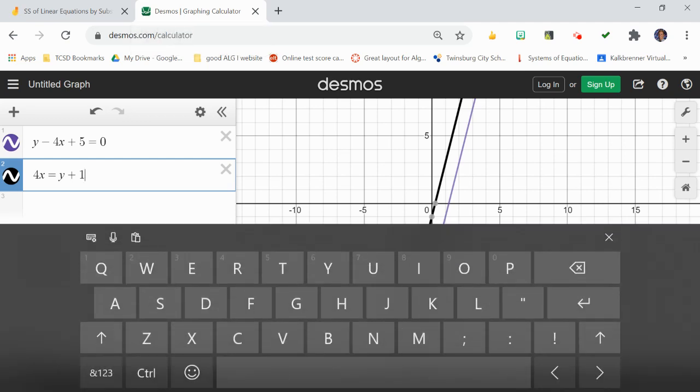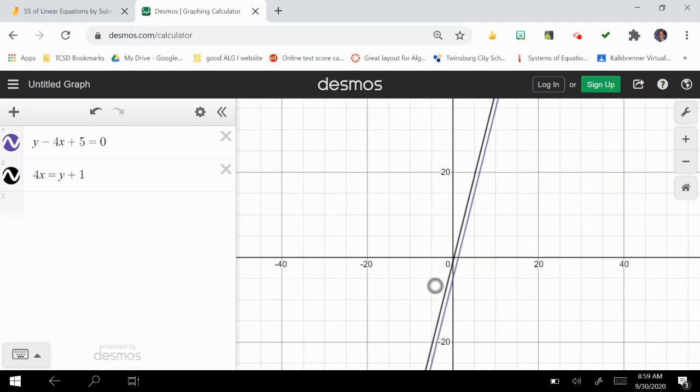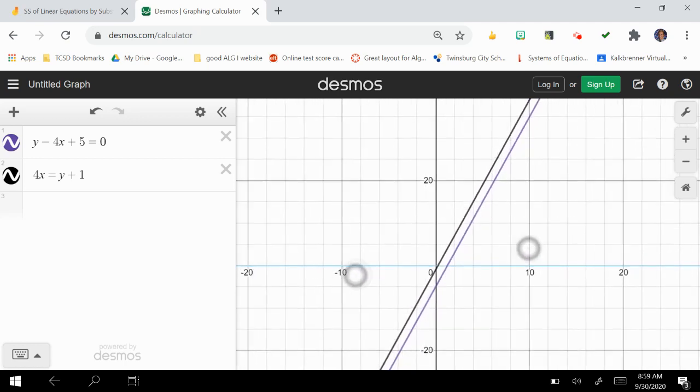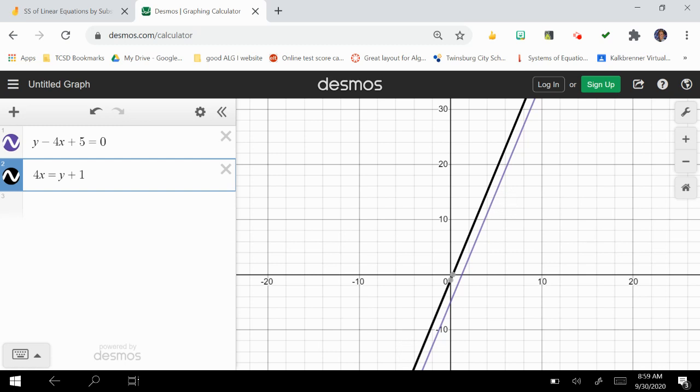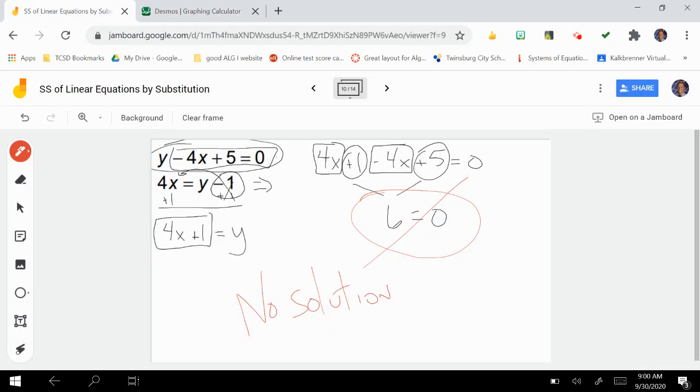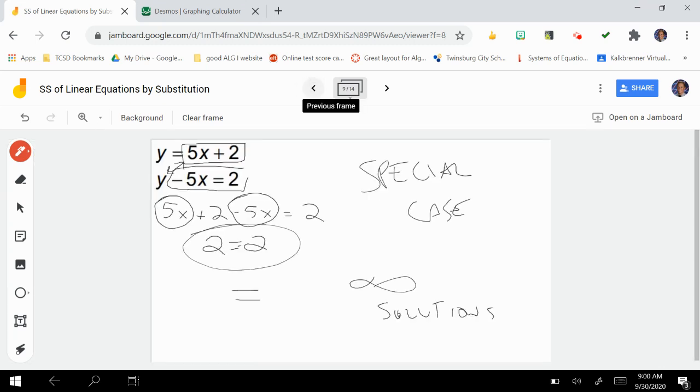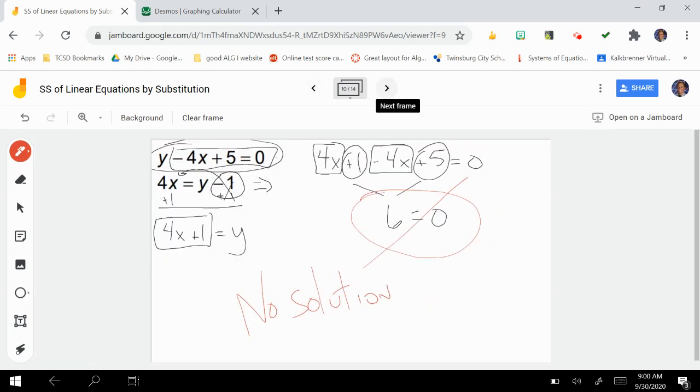And if I look on my graph, you can see that these lines never what? They never touch. What does that mean? That they don't have any points of intersection, meaning they have the same slope. So this is a no solution. So we have a special case when they're the same line. We have infinite solutions. And we have a special case when they have the same slope, that they do not have any solutions.